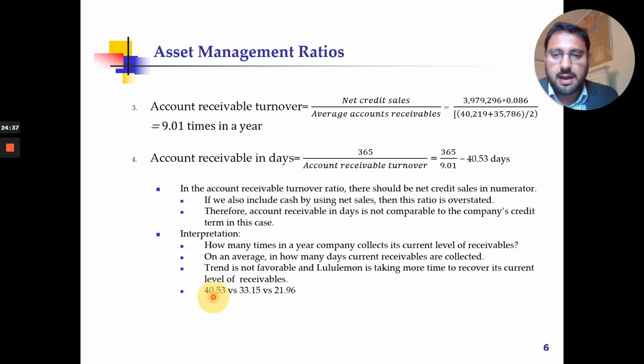And I found that these account receivable days are actually increasing. We want them to be less. We want the current level of receivables to be received and collected as soon as possible, right? So it is taking 41 days on average to receive its current level of receivables. Compared to the previous year, it has increased by almost 7 days. It was 33 days in the fiscal year 2019, and it was 22 days in the fiscal year 2017.